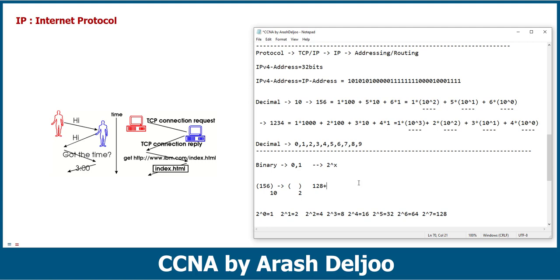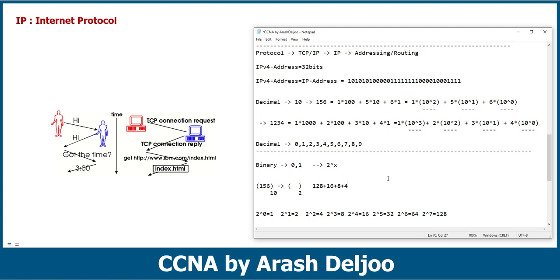But we can use this value: 128 plus 16 equals 144. Again I can add the 8, and 152 is the total. After that we have a 4. Let me add these values to each other. 128 plus 16 equals 144, plus 8 is 152, plus 4 is 156.